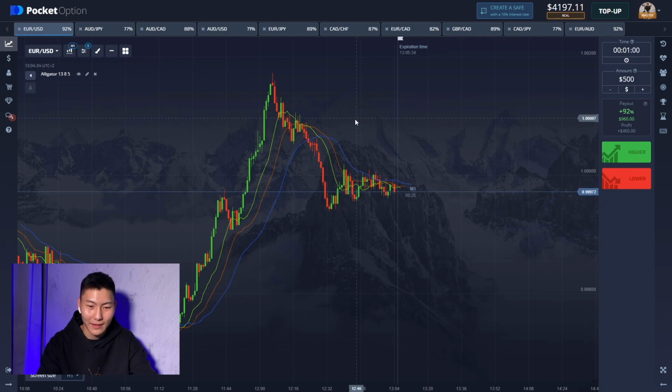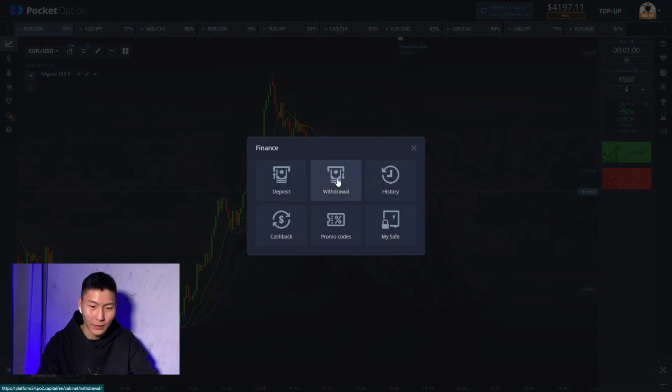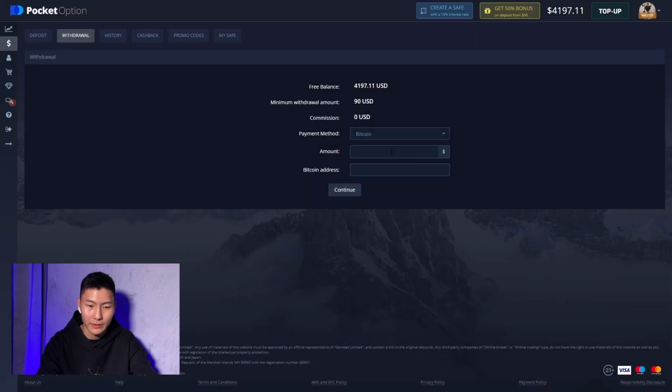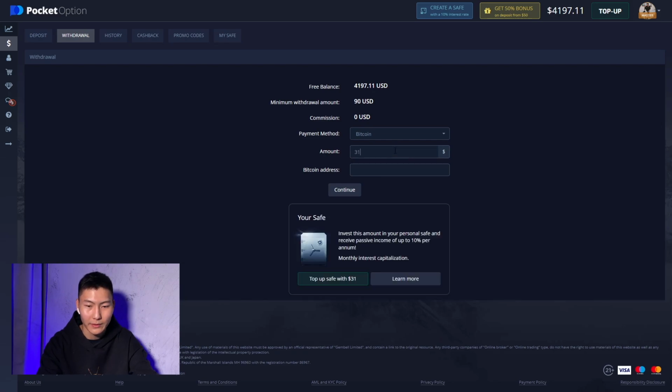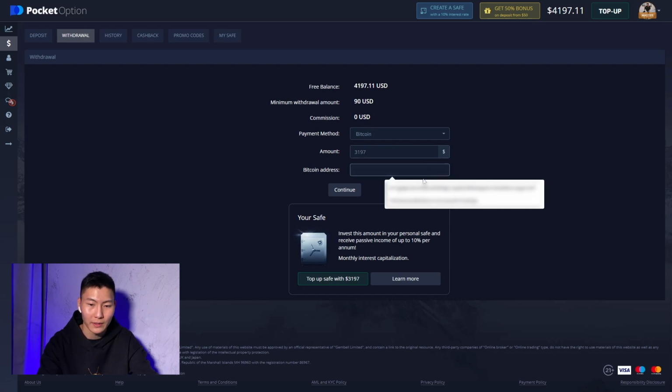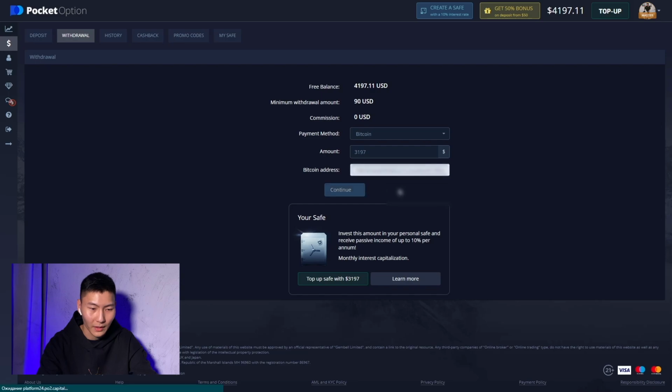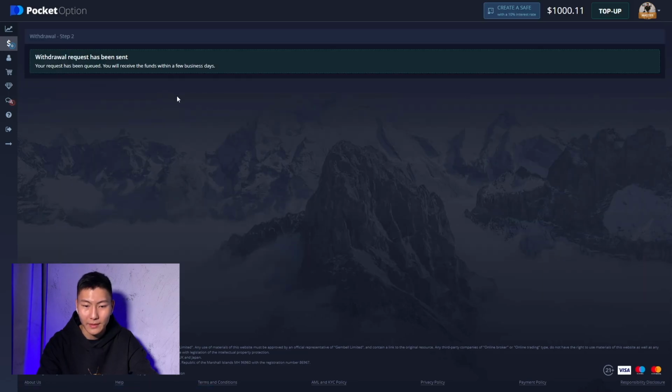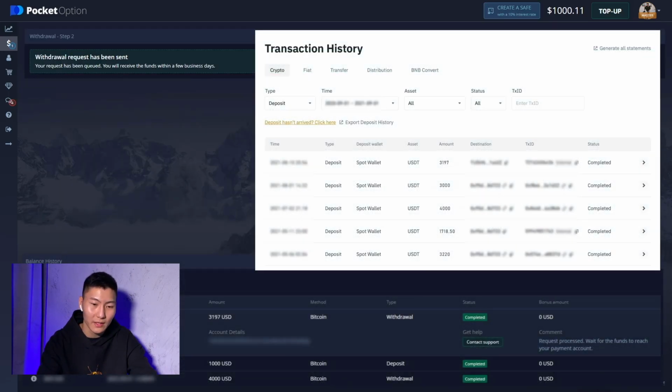Oh, and let's finally move to the withdrawal. We are gonna withdraw to my Bitcoin wallet. Let's withdraw 3,200 to keep the exact amount on the balance. Press the continue button. That's it. Our transaction is processing, and I guess I will show the screen with a successful withdrawal.